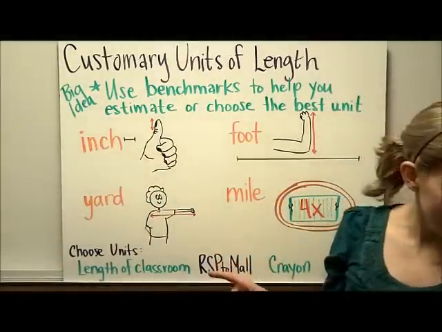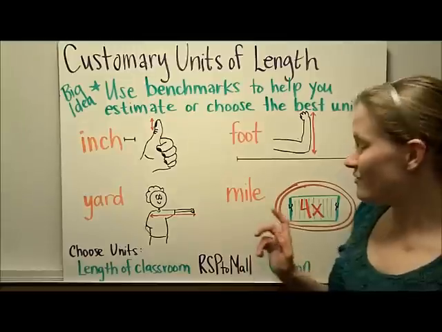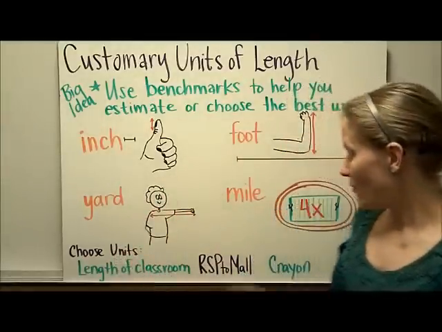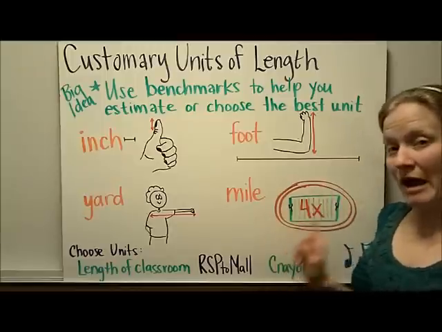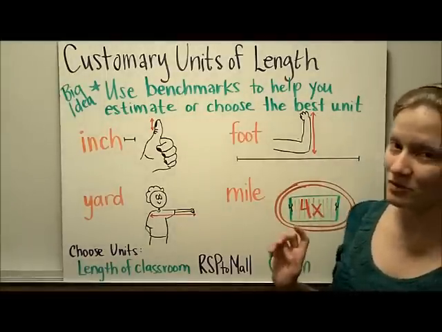And then 1 mile, you might think about what you have had to run in gym before, but if you've also been to a high school stadium where there's a football field and then a track around the outside, generally 1 mile is 4 times around the track.